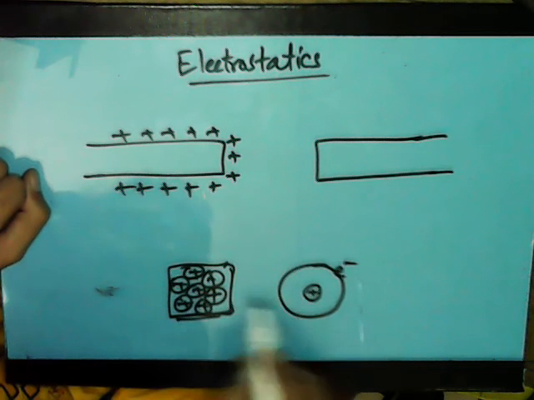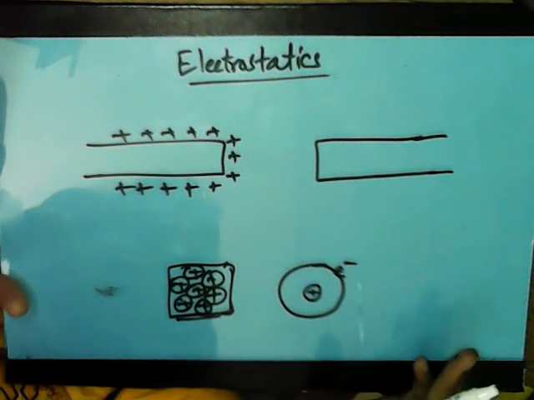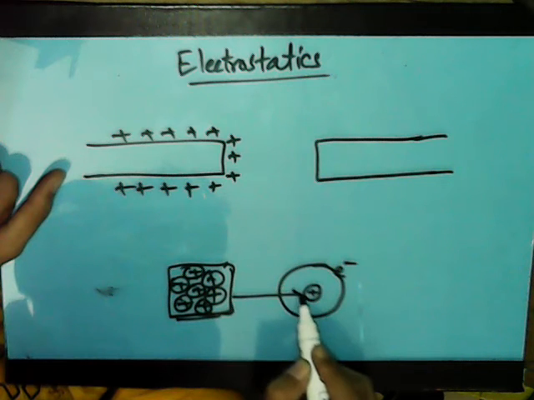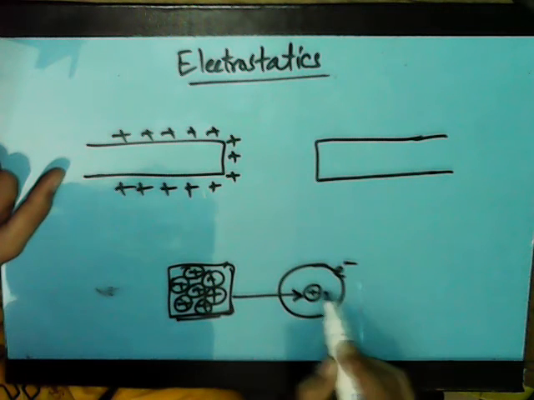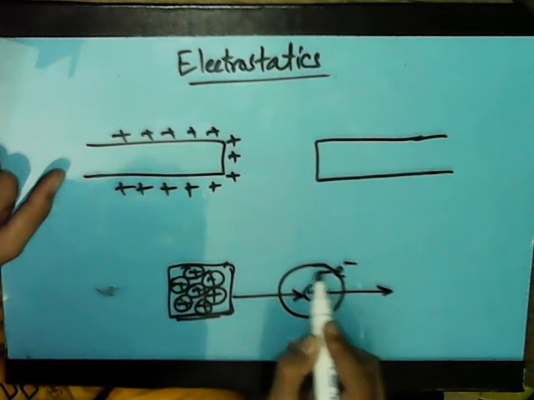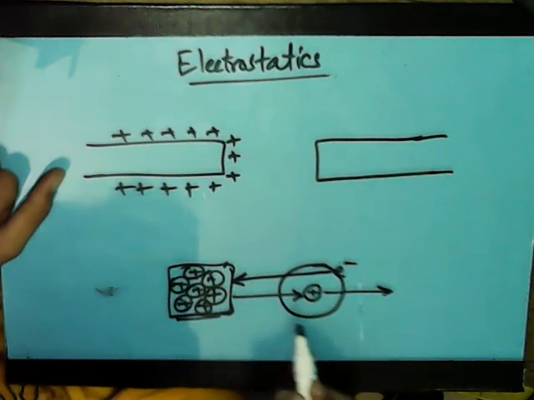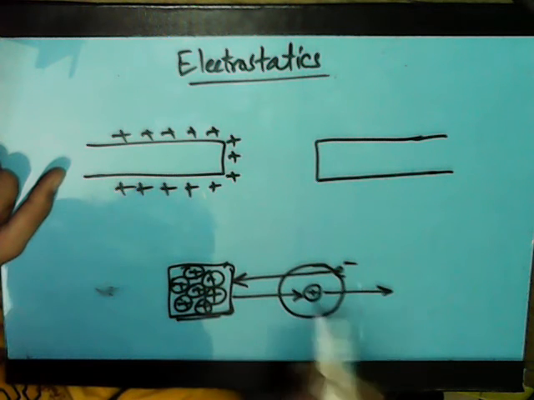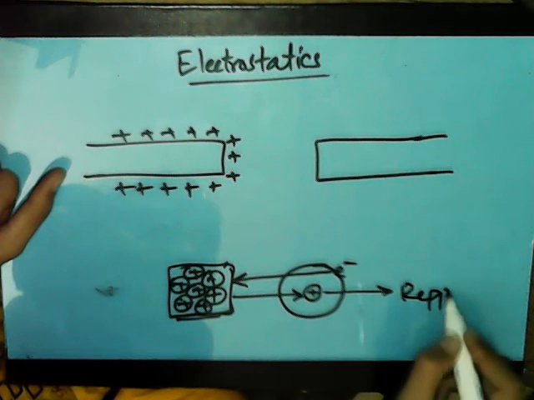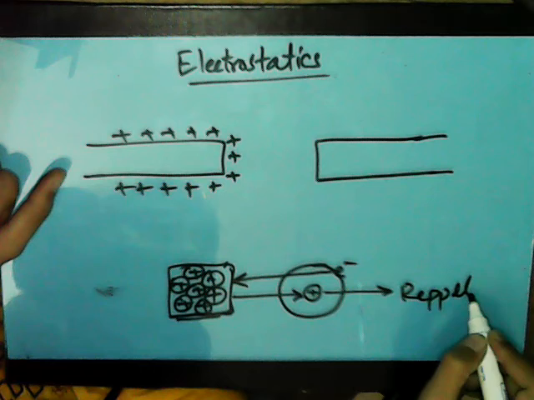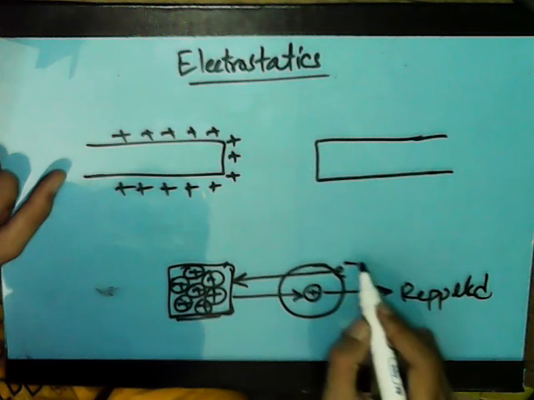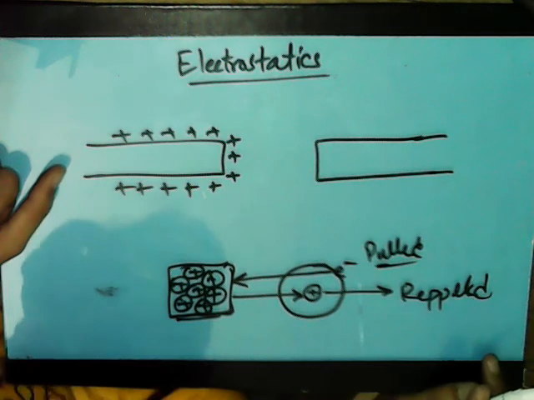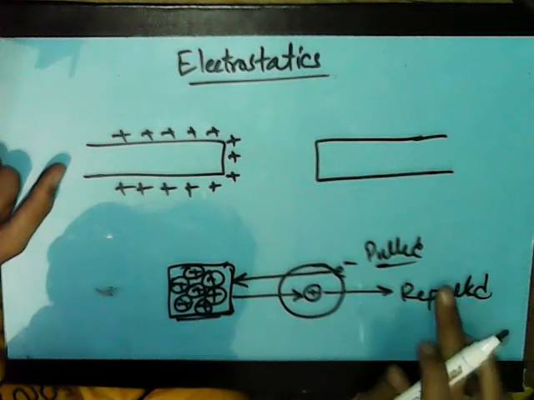We do know same poles repel each other, right? So what will happen? It would push the proton away, but it will pull the electron. Why? Because electron is negatively charged, while proton being positively charged will get repelled, right? And this would get pulled, right?